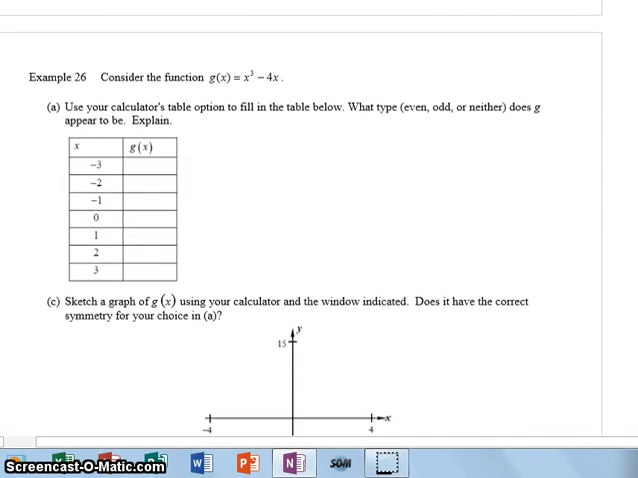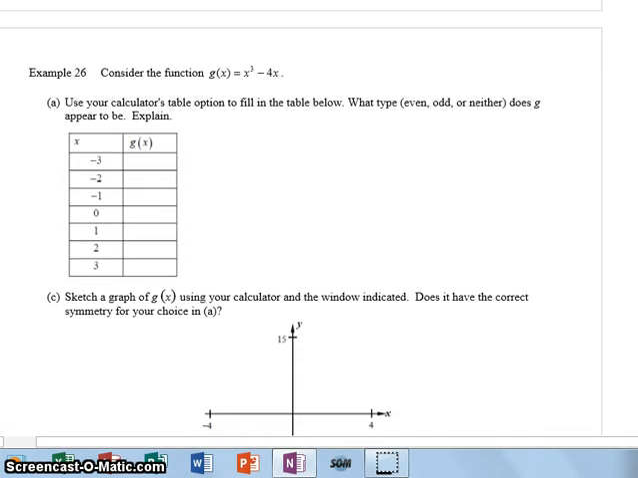Moving on. Example 26. Consider the function x cubed minus 4x. Okay? So the easiest thing for you to do, it says use your calculator's table, enter in a graph, enter this function in, and then put your table. I'm going to get -15, 0, 3, 0, -3, 0, 5, 15. Sorry. It says, what type, even, odd, or neither, does it have?